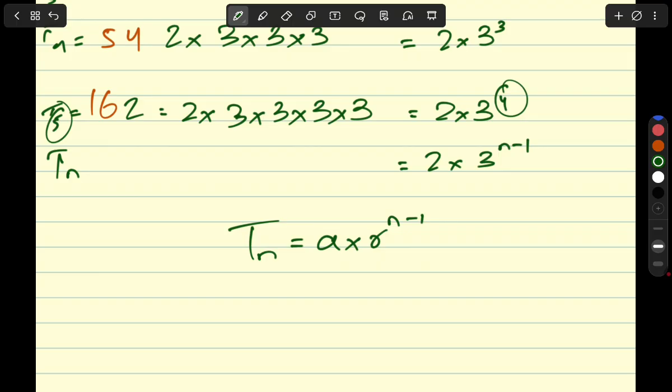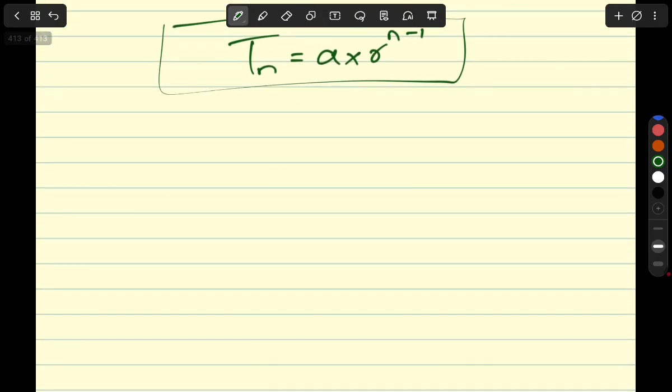Therefore the nth term is term n equals a multiplied by r, the common ratio, where a is the first term and r gets multiplied to it with the exponent of n minus 1.